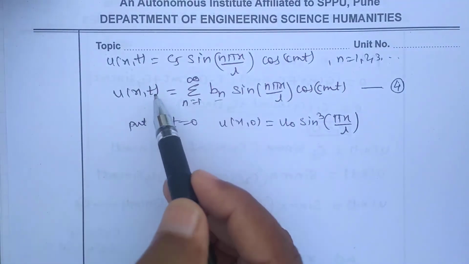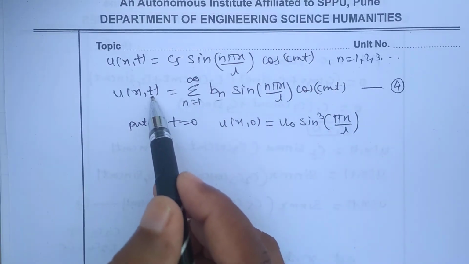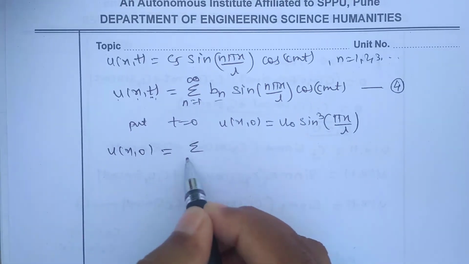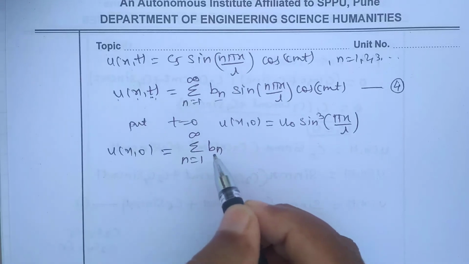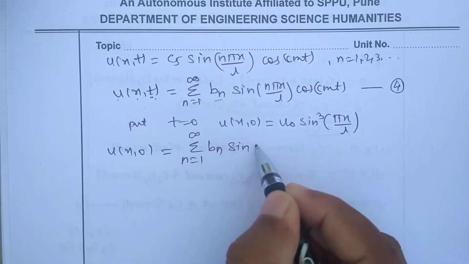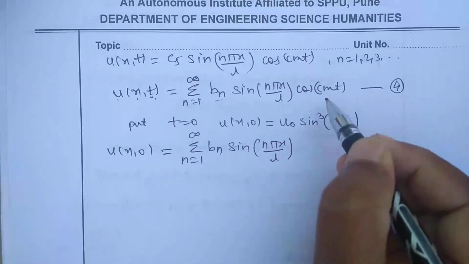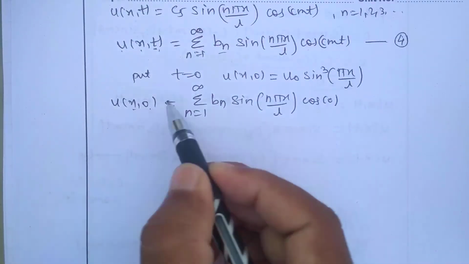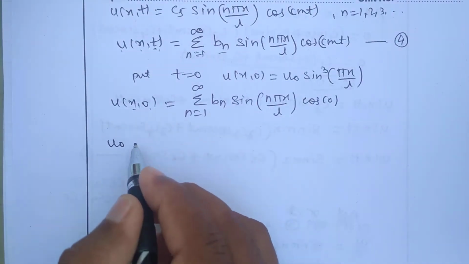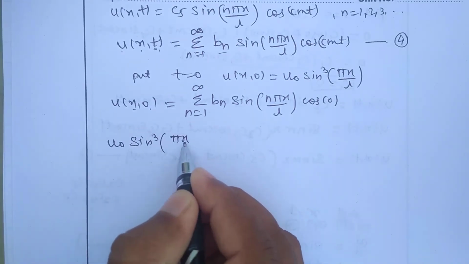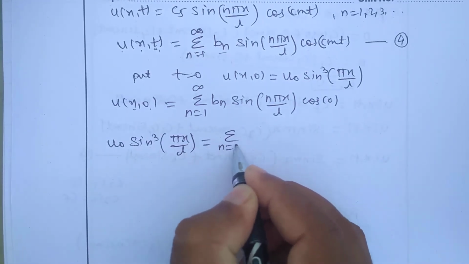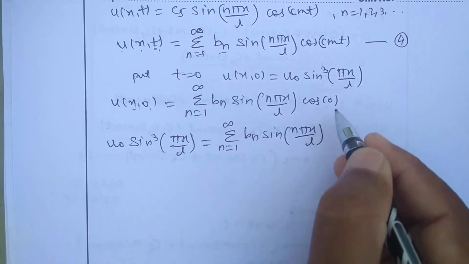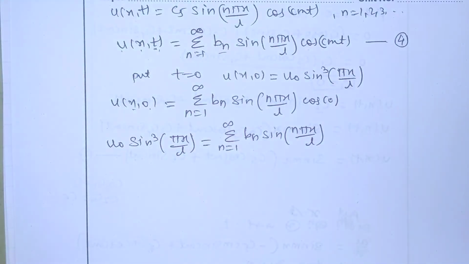So put t is equal to 0 in equation number 4. If you put t is equal to 0 here, you will get u of x comma 0 is equal to summation n varies from 1 to infinity bn sin of n pi x upon l into cos of 0. Then the value of u of x comma 0 is u0 sin cube pi x upon l is equal to summation n varies from 1 to infinity bn sin n pi x upon l, and the value of cos 0 is 1. So we will get this equation.